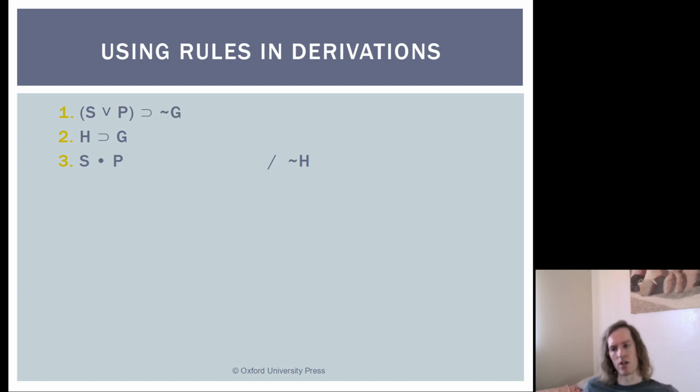Well, we know that one of our rules allows us to get a negated antecedent of the conditional if somehow we can get a negated consequent of that conditional. So using modus tollens. So if we can get not G somewhere, then we would be able to get not H. And we see that not G shows up in the first premise, which is if S or P. Okay, so a couple of things we can do here.